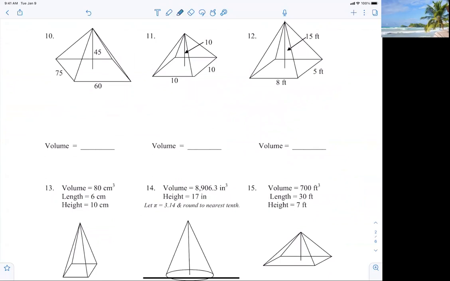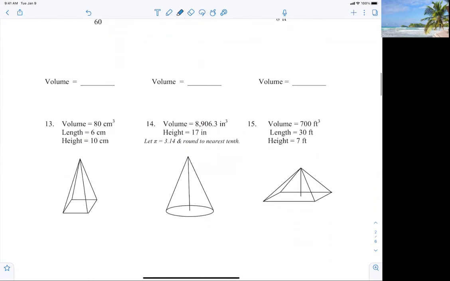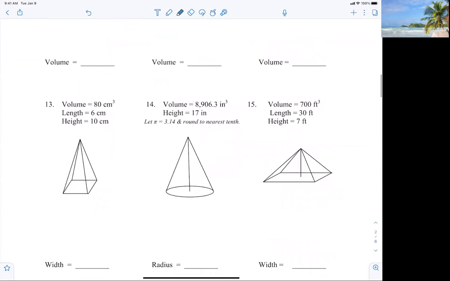Highlight 10, 11, 12. All right. Now, what we're going to do is we're going to see how you're doing working a little bit backwards. All right. So I want everybody to put their attention now on number 13.